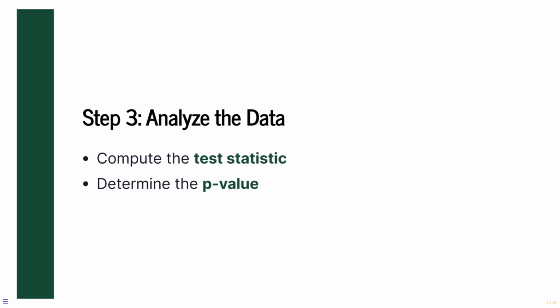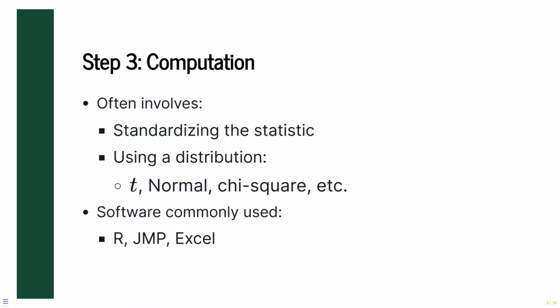The third step is to analyze the data. Here we compute the test statistic using our sample data and determine the p-value. This step is often carried out using statistical software such as R, JMP, or Excel. Behind the scenes, these calculations often involve standardizing the statistic and comparing it to a probability distribution, such as the t-distribution, the normal distribution, or the chi-square distribution.